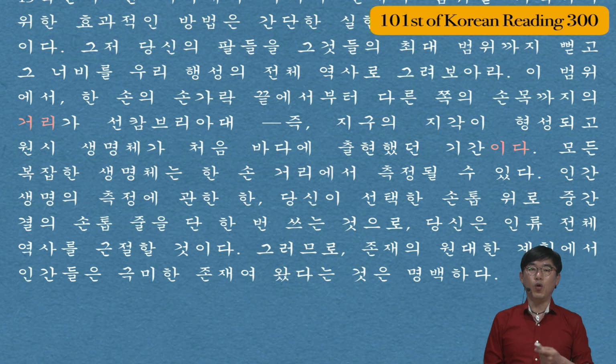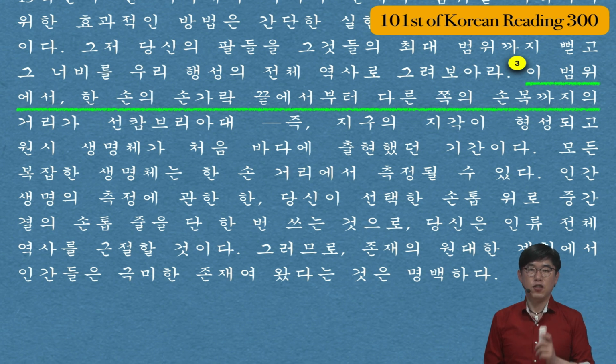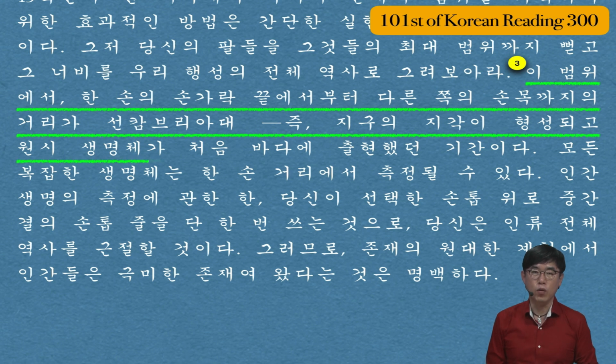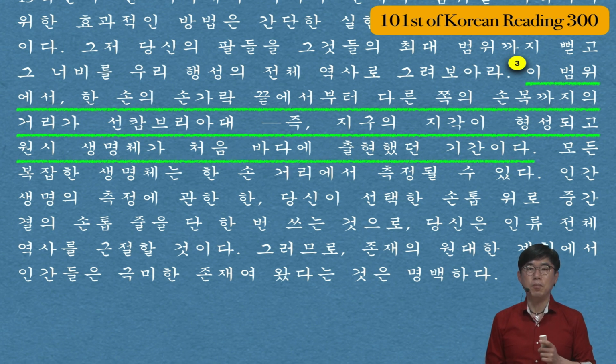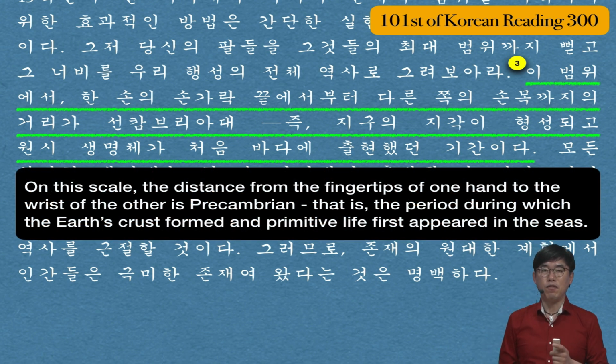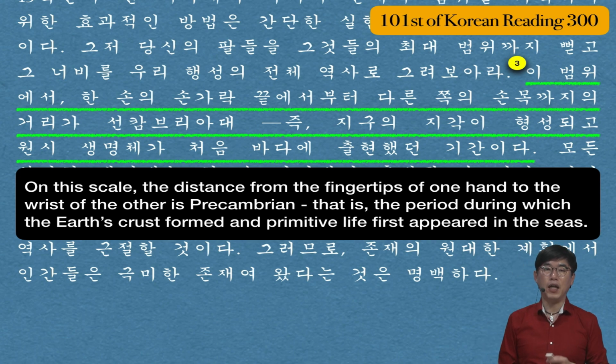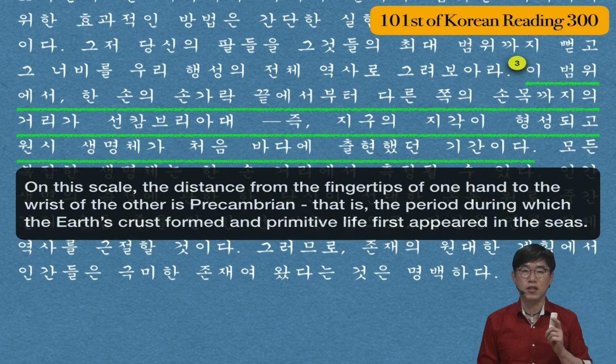Alright, let's sum up the whole sentence. 이 범위에서 한 손의 손가락 끝에서부터 다른 쪽의 손목까지의 거리가 선 캄브리아대, 즉 지구의 지각이 형성되고 원시 생명체가 처음 바다에 출현했던 기간이다. On this scale, the distance from the fingertips of one hand to the wrist of the other is Precambrian. That is, the period during which the Earth's crust formed and the primitive life first appeared in the seas.